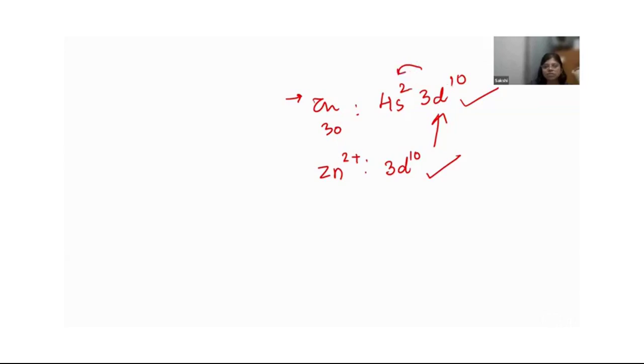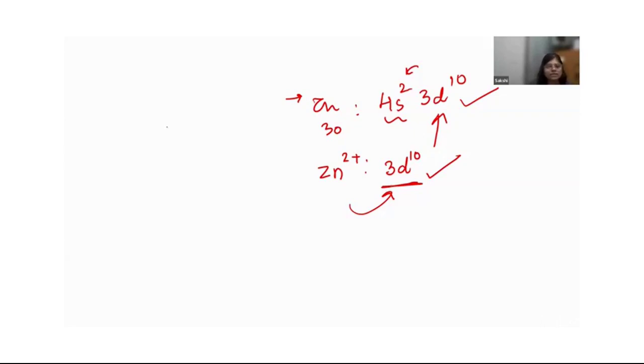So after losing 2 electrons, it becomes 3d10, right? Because Zn2+ means we are removing 2 electrons, like we are releasing 2 electrons. Now still, even after losing 2 electrons, the configuration is 3d10. That means a fully filled D subshell. What does it mean? This means that zinc is not a transition element, right? That means all the D block elements are not necessarily transition elements, right?